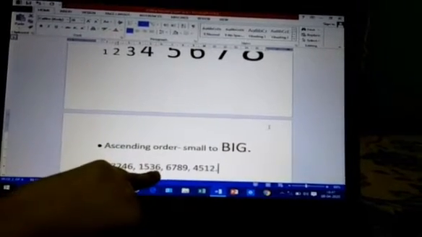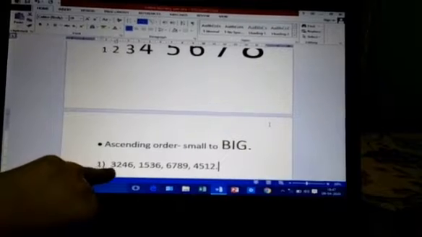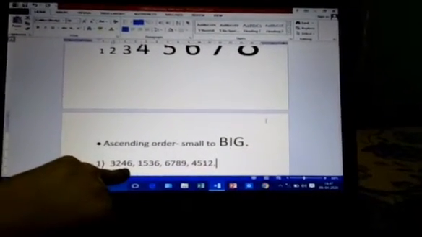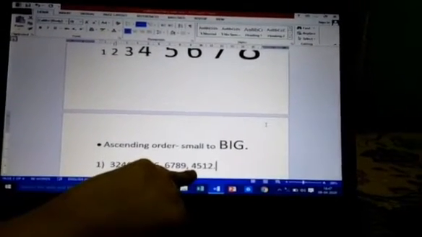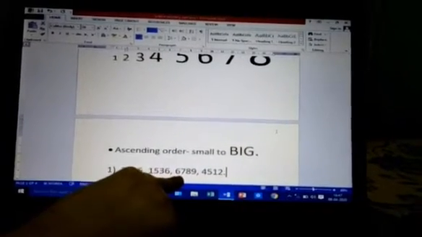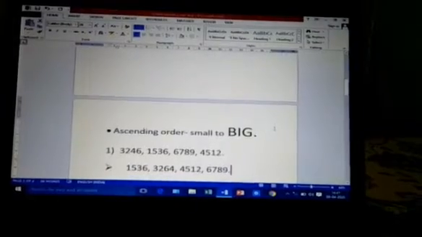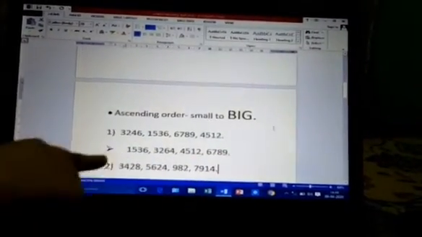1536. Okay, now the second smallest number on thousands place is 3. So second number we will be writing 3246, and the third smallest number is 4 on thousands place. So we will be writing 4512, and the biggest number is 6789. Let us check our answer. Yes, it's right. So you can see how it is arranged in ascending order.